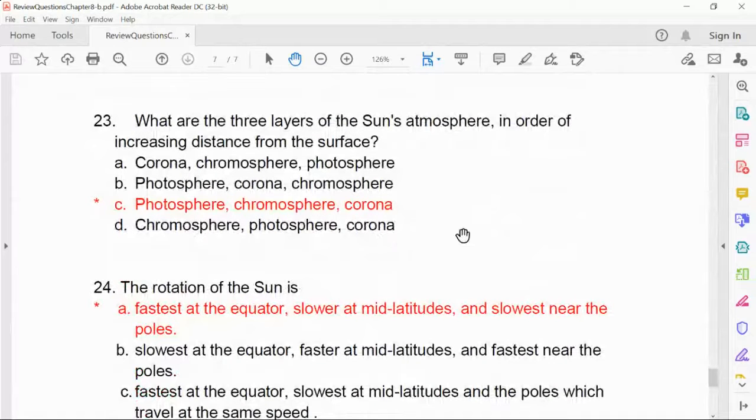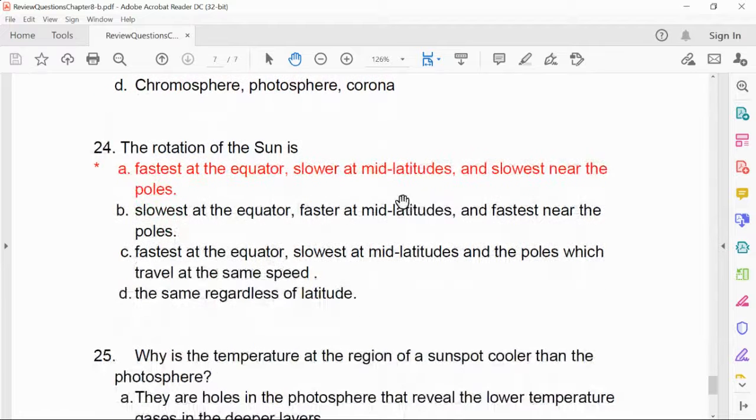23, what are the 3 layers of the sun's atmosphere in order of increasing distance from the surface? Photosphere, chromosphere, and then corona. 24, the rotation of the sun is fastest at the equator, slower at mid-latitudes, and slowest near the poles, and we call that differential rotation.